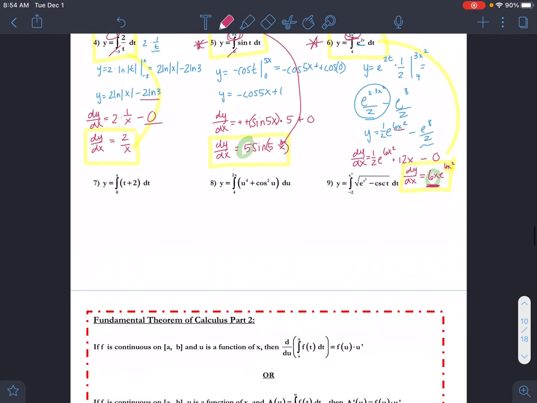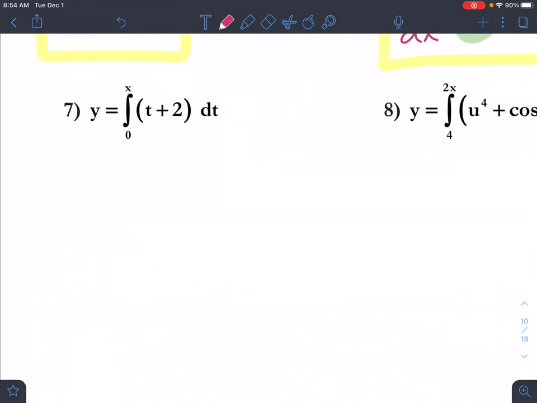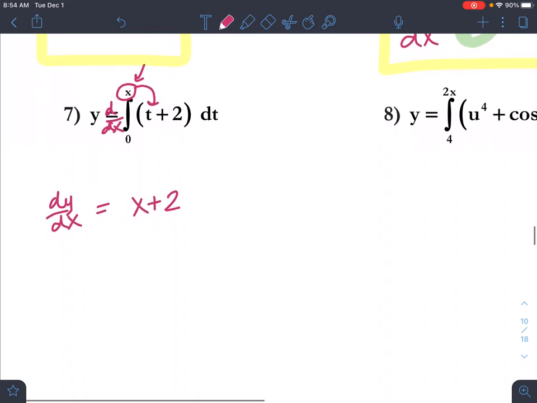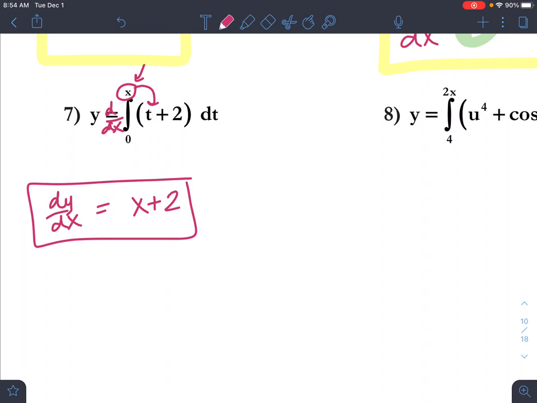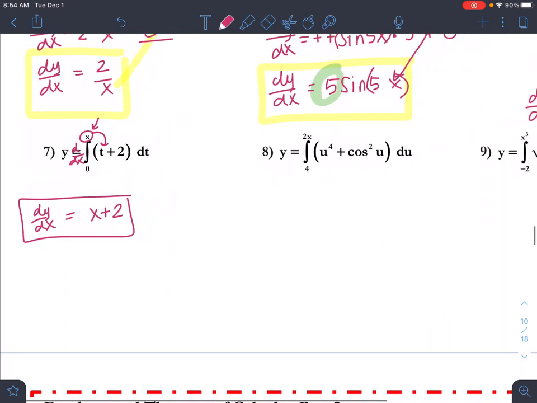So let's actually try these with the shortcut now. Okay, so what you're doing is technically taking the derivative of an antiderivative, that's why we're canceling. Okay, we're going to plug x in, and that's literally it. And the only thing you'd have to do is multiply by the chain rule of x, which is just 1. So you just get dy dx is x plus 2. All right, let's try this one.